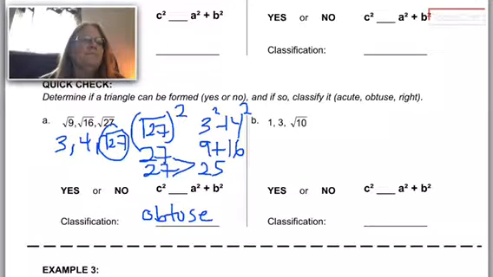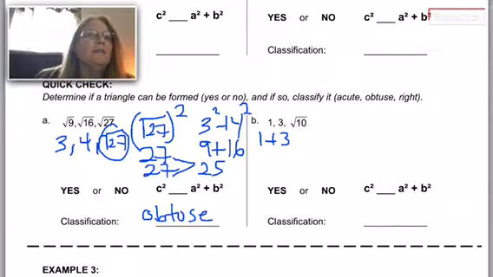And then the last one, again, we have 1, 3, and the square root of 10. To determine if I have a triangle, I know the two smallest sides added together would have to be bigger than the largest, so I'm going to get an approximate number for the square root of 10, and that is 3.2. So we know that 1 plus 3 is greater than 3.2. So yes, we have a triangle.